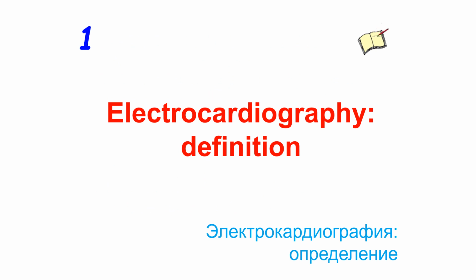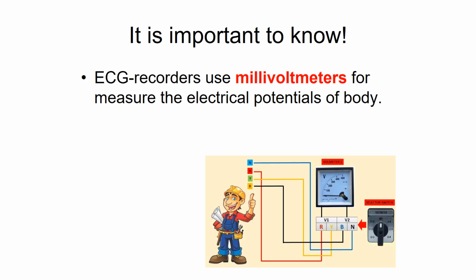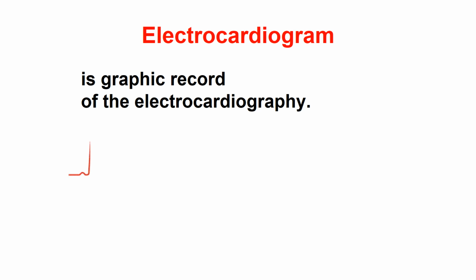Electrocardiography, definition. Electrocardiography is the recording of the electrical activity of the heart. It is based on recording of electric potentials generated by heart on different body parts, mostly on body surface. Don't forget electrical potentials. It is important to know. ECG recorders use millivoltmeters to measure the electrical potentials of the body. An ECG is a graphic record of the electrocardiography.